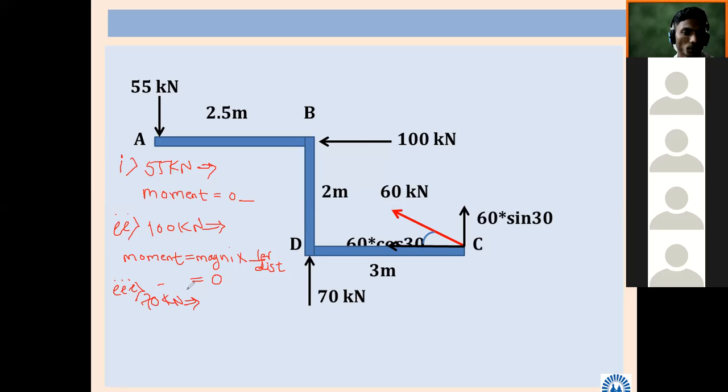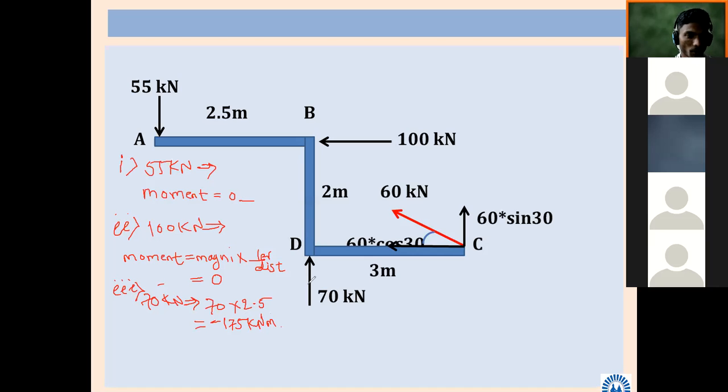So in short, what is the magnitude? Magnitude 70, into 2.5 meter perpendicular distance. So what will it become? Minus 175 kilonewton meter. Why have we taken minus? Because of the anti-clockwise direction, whatever moment comes.